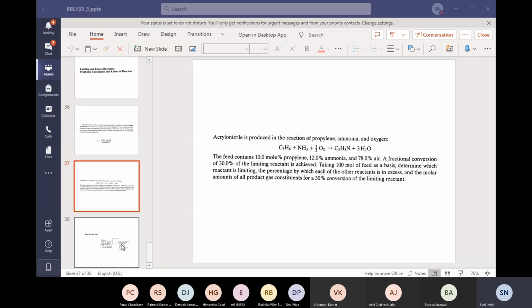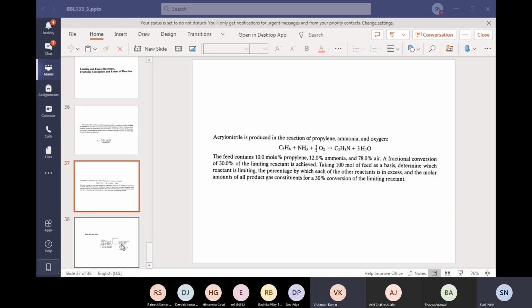Now you figure out how much acrylonitrile is formed. Now you have to use conversion. So it'll be 3 moles itself, right? Because the fractional conversion is 30% for the limiting reagent, and the limiting reagent is 10 moles. So 3 moles is converted, so 3 moles of acrylonitrile is formed and 9 moles of water.